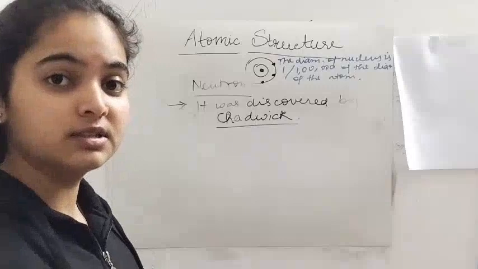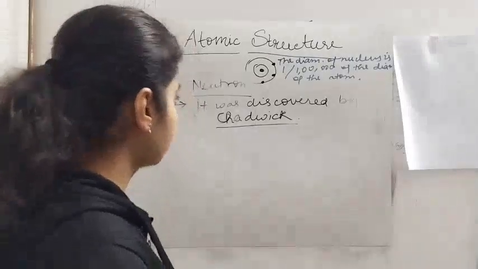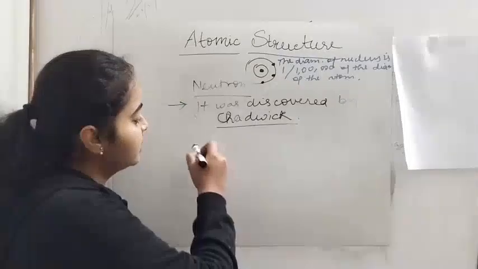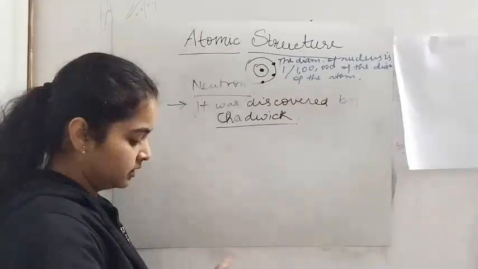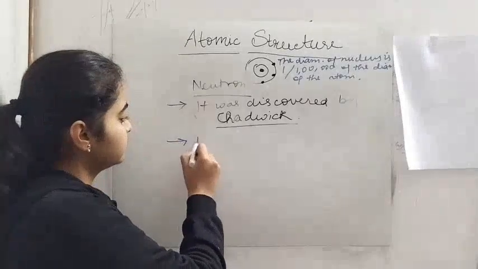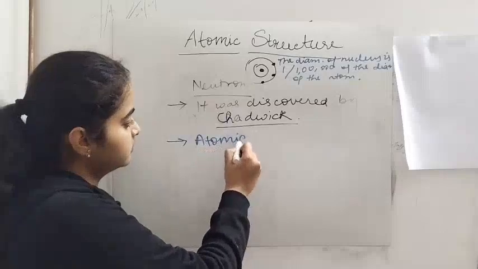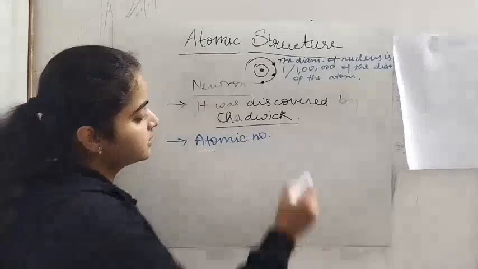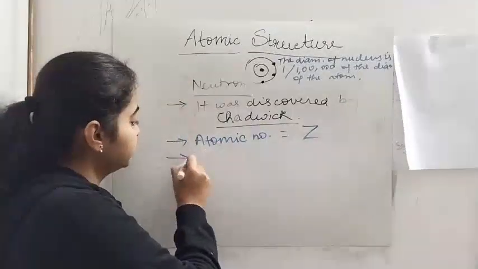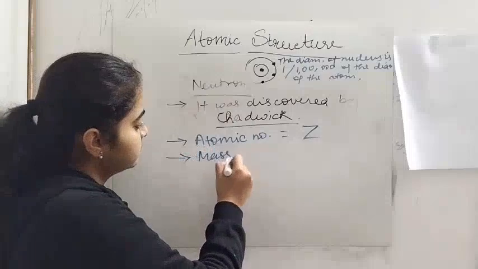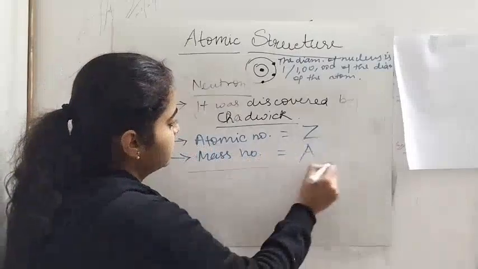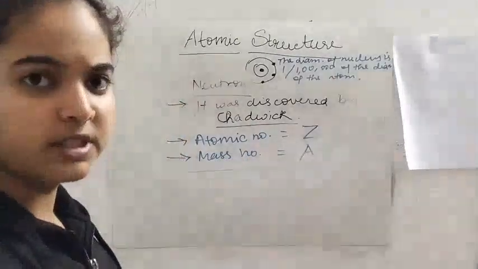Some more points I will discuss with you about the mass number and atomic number. So the atomic number of an atom is denoted by letter Z, and the mass number is denoted by A. So you have to keep this in mind.